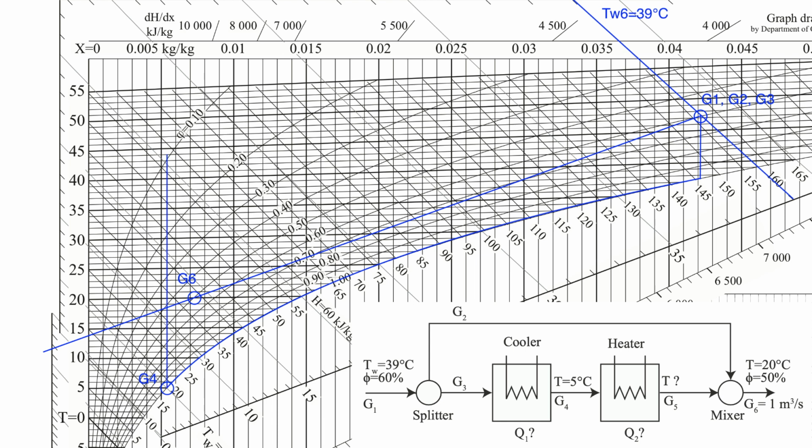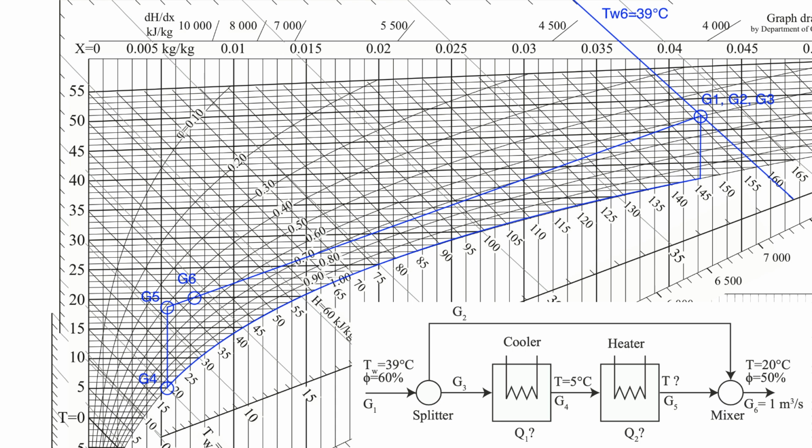We also know that G5 is created by heating G4, and thus X5 equals X4, so the same water content. The state of G5 can thus be found by the intersection of the mixing line and the line for constant water content X4. We can see in the graph that G5 needed to be heated to around 18.5 degrees centigrade, which is our answer to question B.